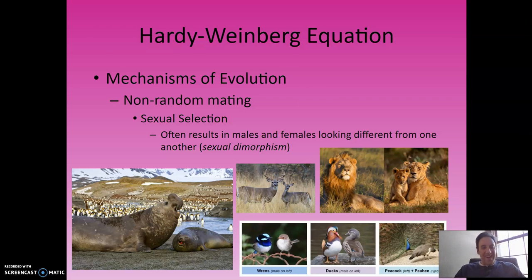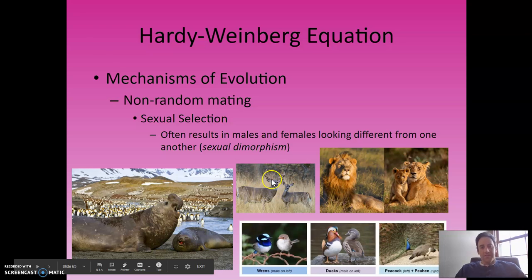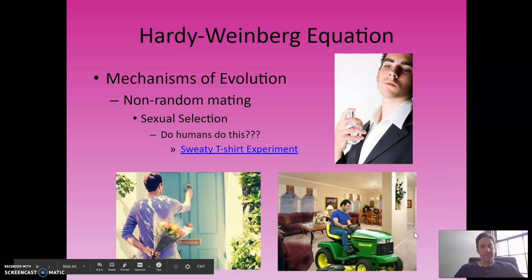Okay. All right. So males and females look different. Again, antlers in the males so they can fight. Giant elephant seal so they can fight. Pretty wren, pretty duck, pretty peacock so they can show off their health and fitness.